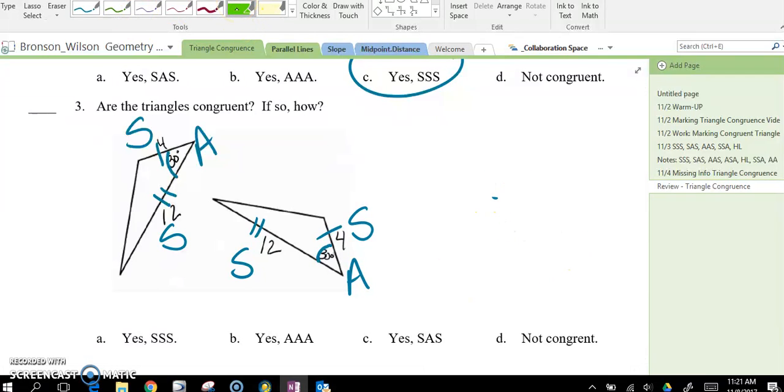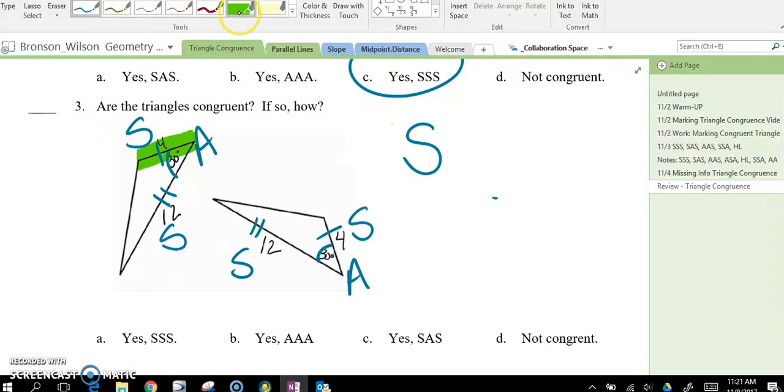One of the things I like to do, you see how this 4 has 1 tick mark? I'm going to highlight that one first, because it has 1 tick mark and it is not between 2 things that are congruent. Do you see how the angle measure that's 30 is between side 4 and side 12 that have congruency with the other triangle? So I'm not going to start there. I'm going to start with the one that's not in between. So I'm going to highlight 4. And that 4 was an S. So I'm going to put S first.